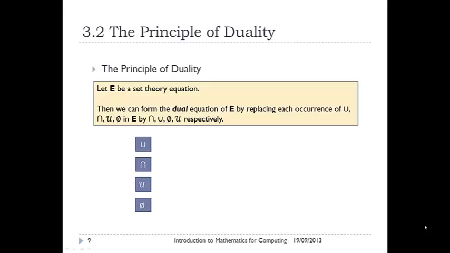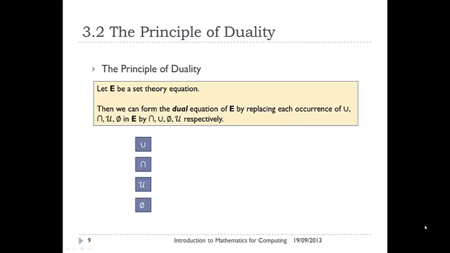Let's investigate the principle of duality. So in set theory, we've seen that we can combine sets together with set operators, and we have a notion of equality of sets. So let E be a set theory equation, which will just be an equation consisting of sets and operations on sets, and perhaps some equality of different set expressions.